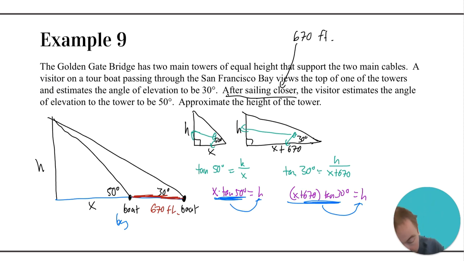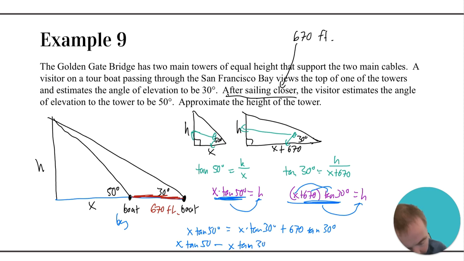and then be able to solve for x. So I could set x times the tangent of 50 degrees equal to x times the tangent of 30 degrees plus 670 times the tangent of 30 degrees. So on the right-hand side there, I did the distributive property where the x and the 670 had distributed, right? So since I do have x in a couple of different locations and they're on different sides of the equation, I'll want to get them on the same side of the equation first of all, which means x tan 50 minus x tan 30 would be equal to 670 times tan 30.